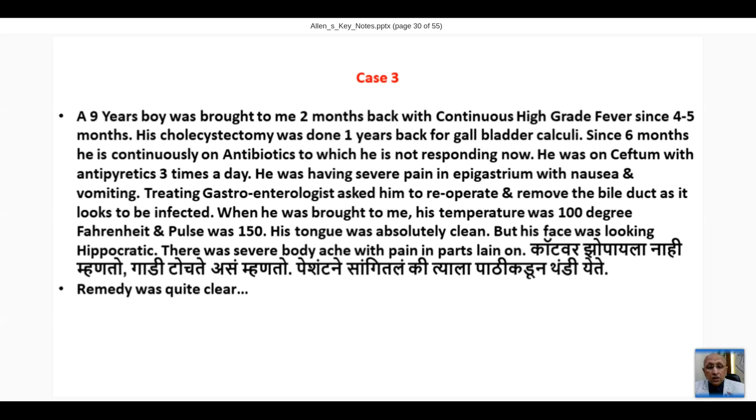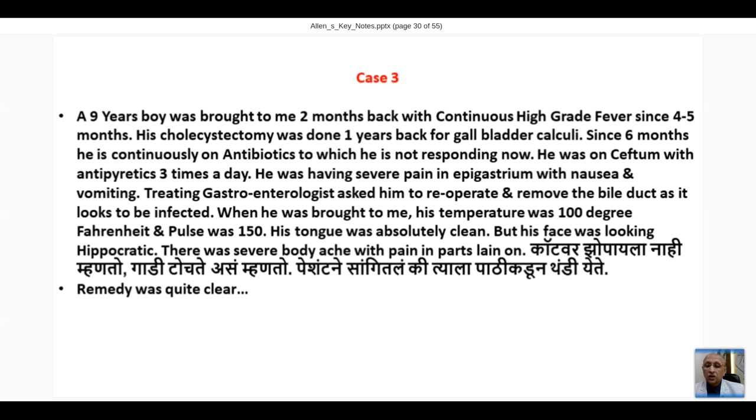The patient, a child who was 9 years old, was brought with a continuous high-grade fever since 4 to 5 months. His cholecystectomy was done 1 year back for gallbladder calculi. Since 6 months, he has been continuously on antibiotics, to which he is not responding now. He was on antibiotics 3 times a day.